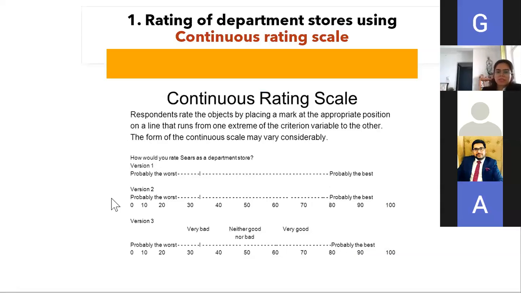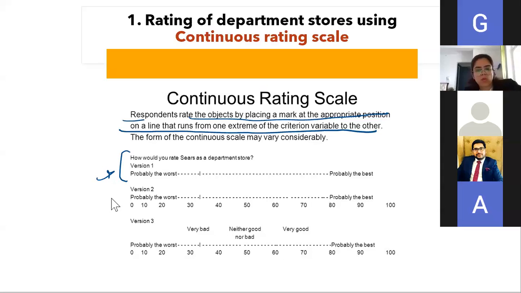Okay, what is a continuous rating scale? Respondents rate the object by placing a mark at the appropriate position on a line that runs from one extreme of the criterion variable to the other. So it's basically continuous, and you are not giving any numbers. You are just saying, okay, this extreme is... let's go to this example first. How would you rate Sears as a department store? Probably the worst and probably the best. You are giving just a continuum, graphically, and in CAPI sometimes you get these sliders. You just have to move the slider. So it's more of a graphical scale. The other name is graphical scale.